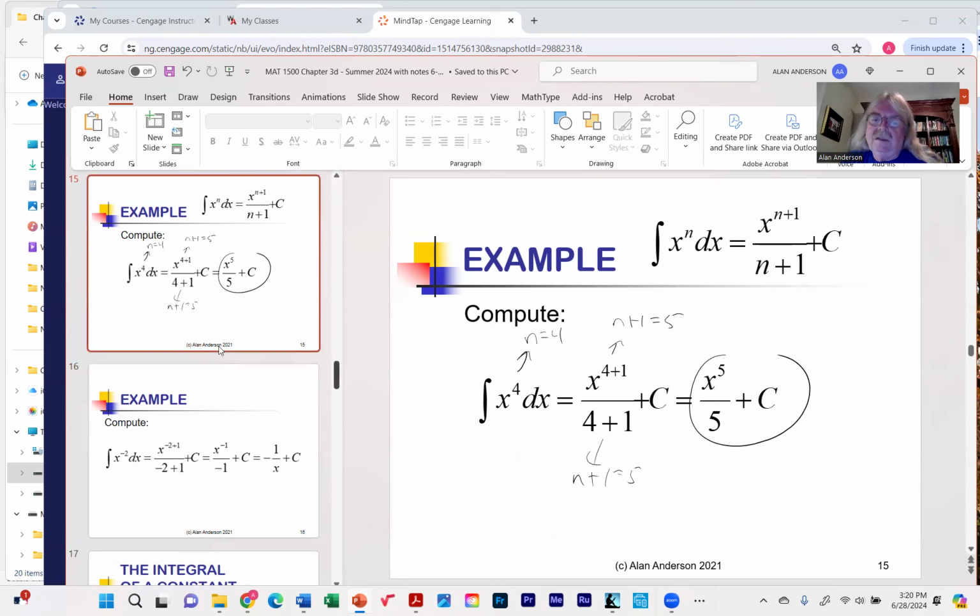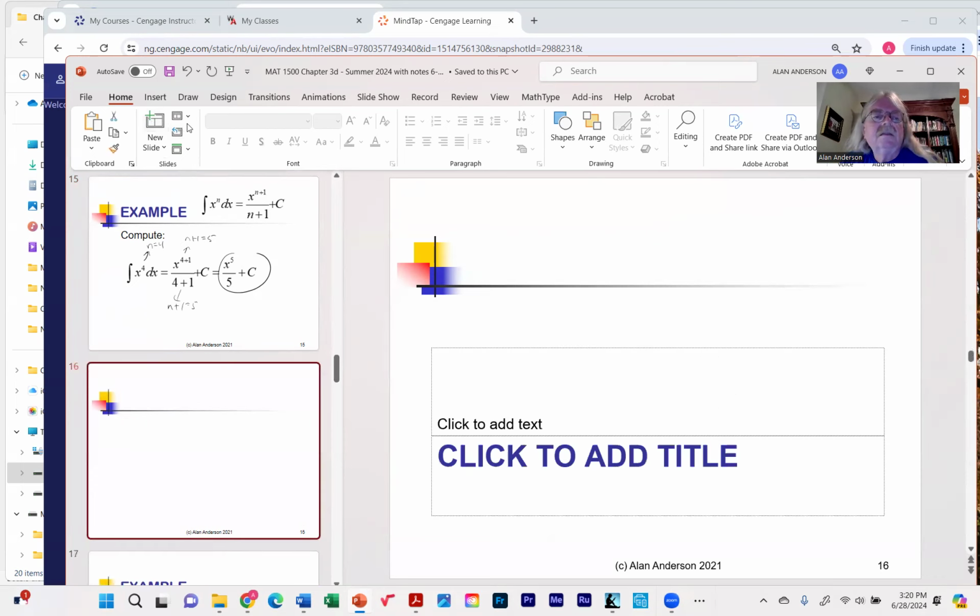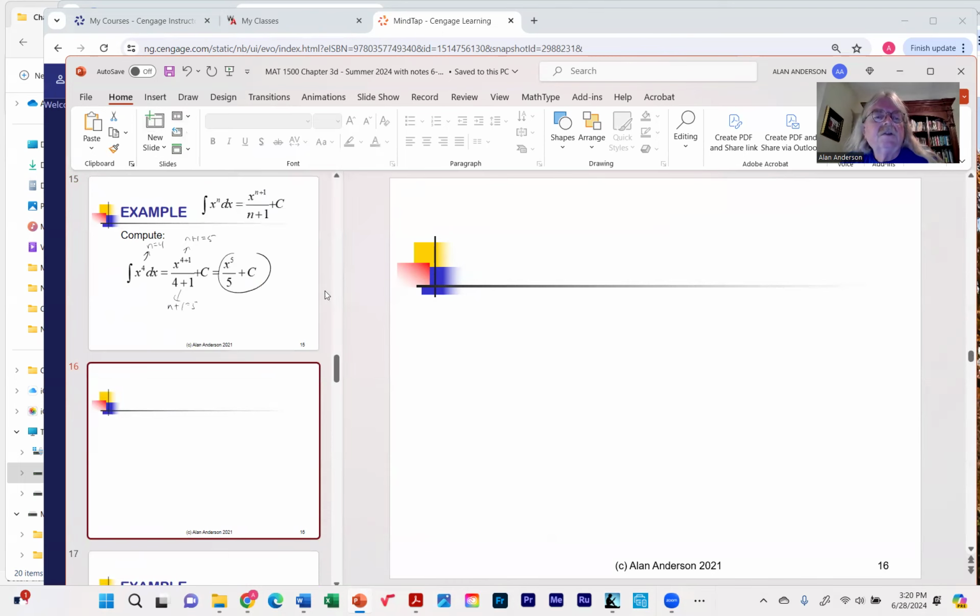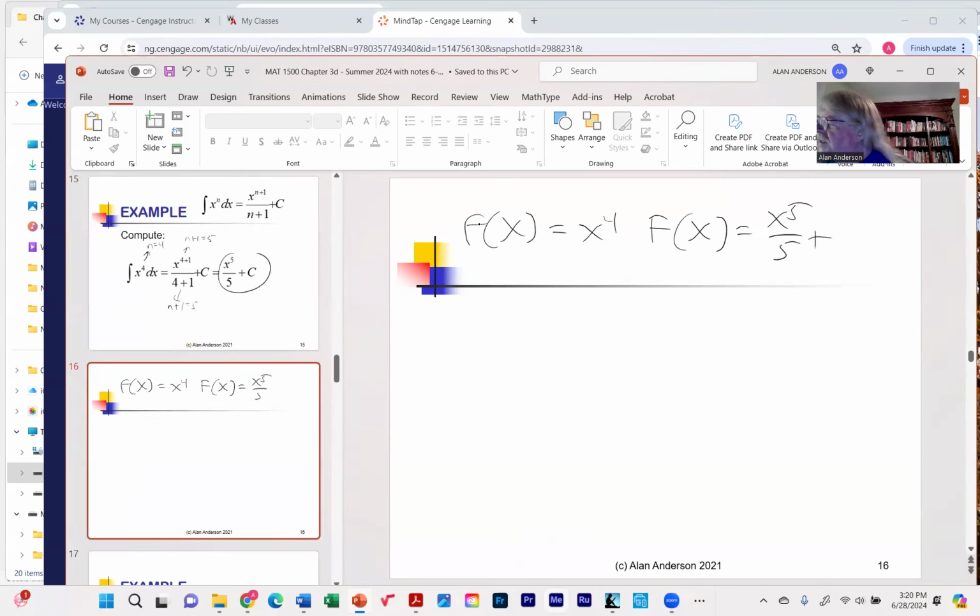Now, although it wasn't done here in the slides, why don't we prove this? So the original function, remember, was x to the 4th. We're claiming that the antiderivative or integral is x to the 5th over 5 plus c. So what is the derivative of this function? Well, this is the power rule for derivatives.